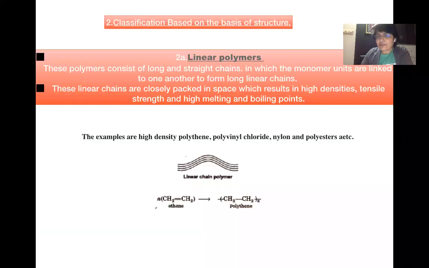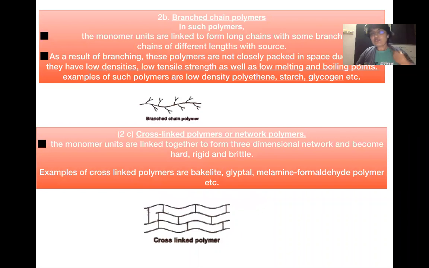Next is classification on the basis of structure. First is when monomers combine in linear chain form. All the definitions are given in your slide, and you have to write those definitions separately. But besides definitions, you have to see the structure also, how this takes place. So linear polymers are when monomers go in a single chain. Next is branch chain polymers.